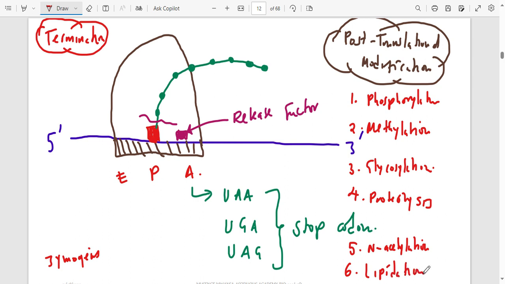In lipidation, what you are basically doing is that lipid components are also added. So these are some modifications that you are going to see, and then the protein that you form is fully functional. And this process, my friends, is what we call translation. We are going to do exam questions in the next class when we also talk about the genetic code.